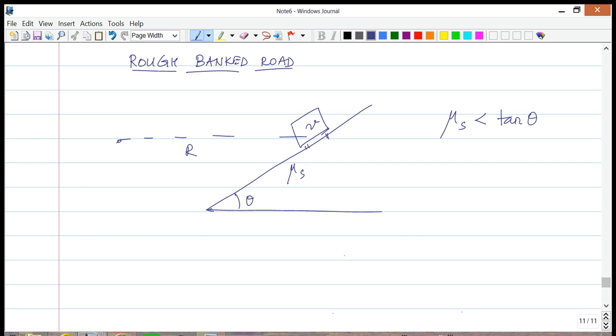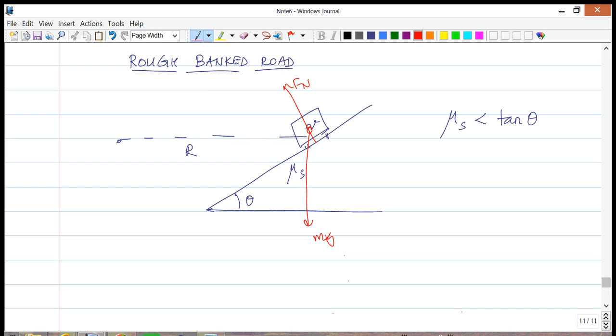Let's draw a free body diagram. Now here we also have friction, so keep this in mind. First of all, we have gravity, which is mg, then we have Fn. We can find two things: the minimum speed with which it must travel and the maximum speed.